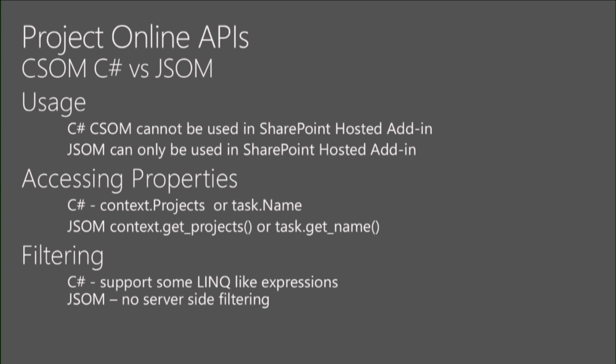Finally, for filtering, C# supports some LINQ-like expressions. You could say, get me the project where ID equals this, or the start date's greater than this. You can do a bunch of filtering on it, where JSON doesn't support any filtering. So in JSON, you would have to do everything client-side. You would have to request the objects, the projects you want, for example. To show a subset of projects, you would actually have to get them all, sort through them on the browser, saying, throw these ones away, and these are the ones I want to display.